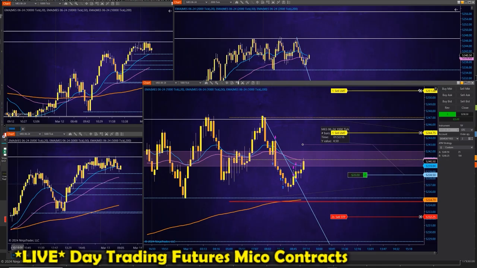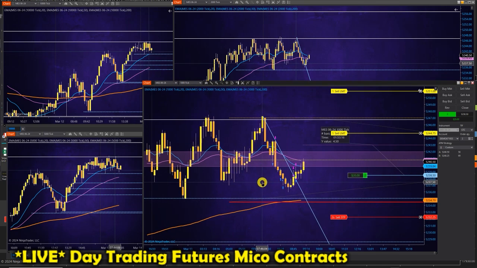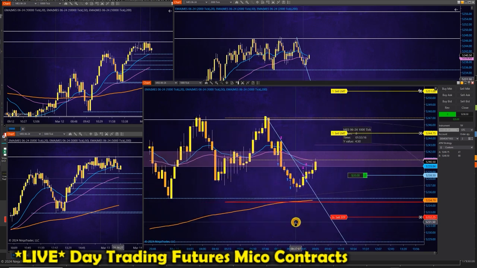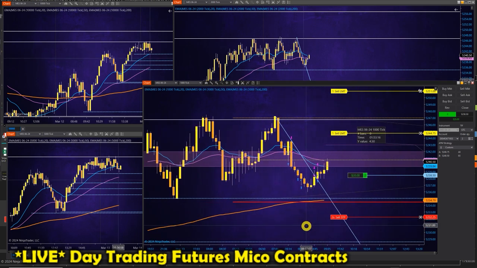All right, we seem to be getting closer to our target. Hopefully it will do this. This is experimental, and what I'm trying to do is trail my stop using the NinjaTrader platform. I need to start using two contracts because my strategy will work better if I hit target 1 and then have a remaining contract to trail.